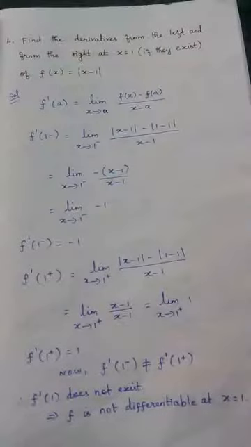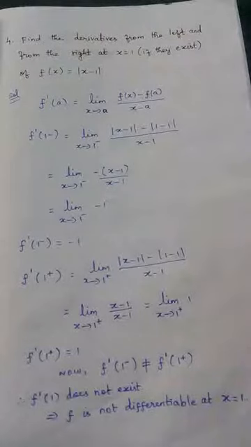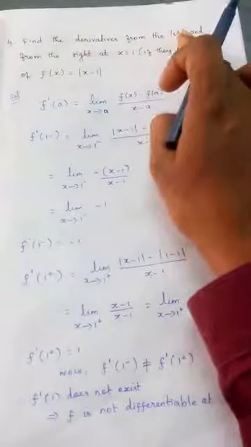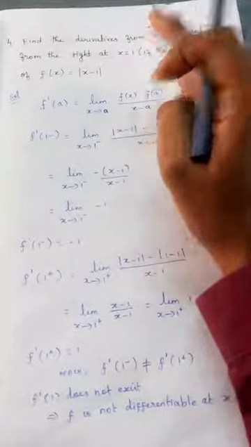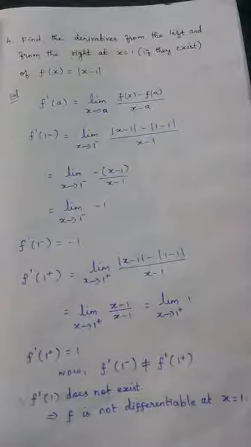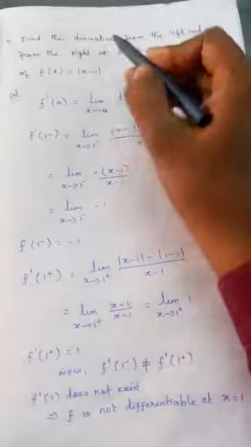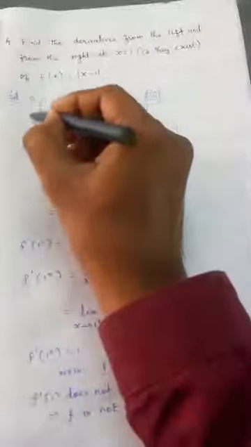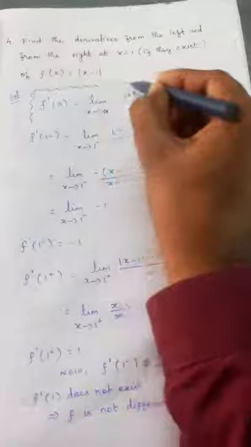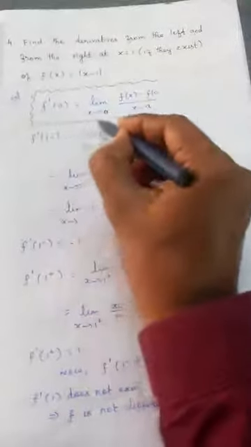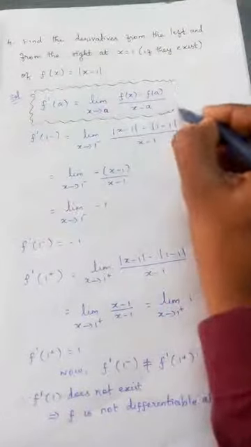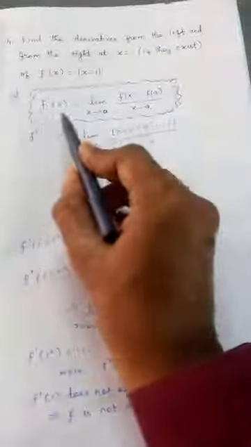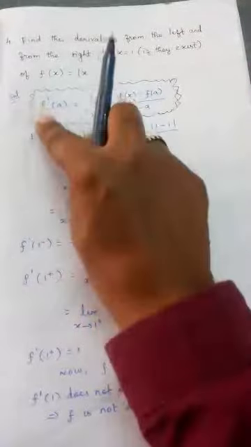For doing this kind of problem, that is to find the first derivative from the left and the right, the meaning is we need to find the left hand derivative and right hand derivative. So we should know this formula. This is the formula that you have to memorize. So this is the formula for the first derivative. Finding the first derivative we can do like this.